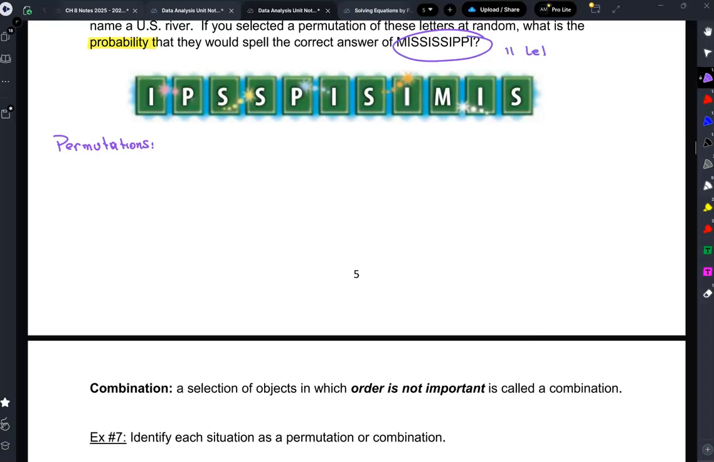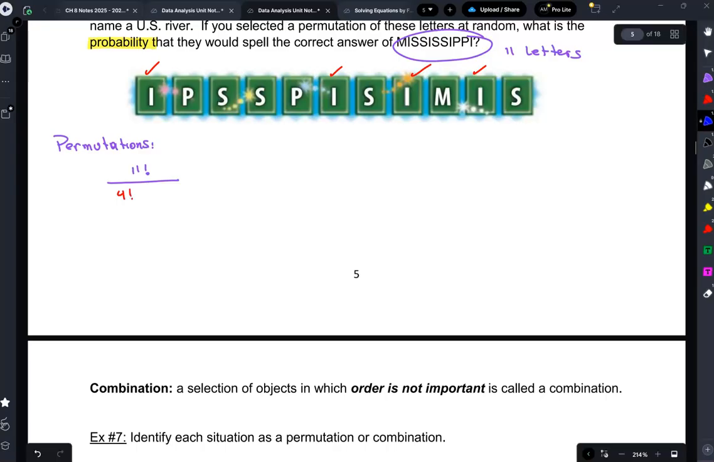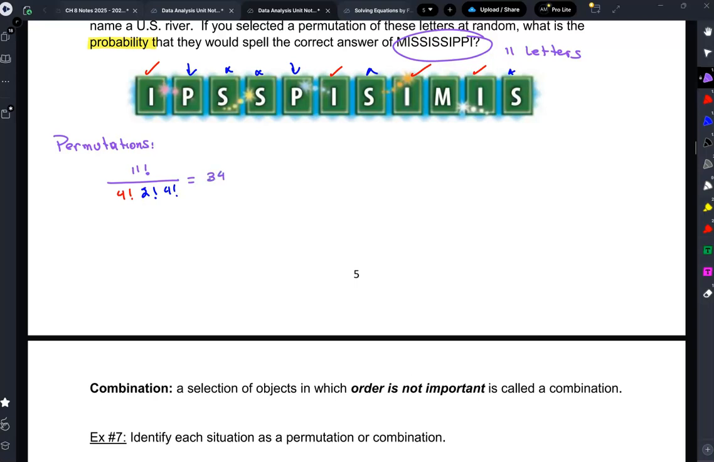So I have 11 letters total. So the number of permutations is 11 factorial over. Now, how many times do the I's repeat? 4 factorial. How many times do the P's repeat? 2. How many times do the S's repeat? 4 factorial. So that is 34,650. This is how many different ways the letters can be arranged, and you've taken out the repeats.